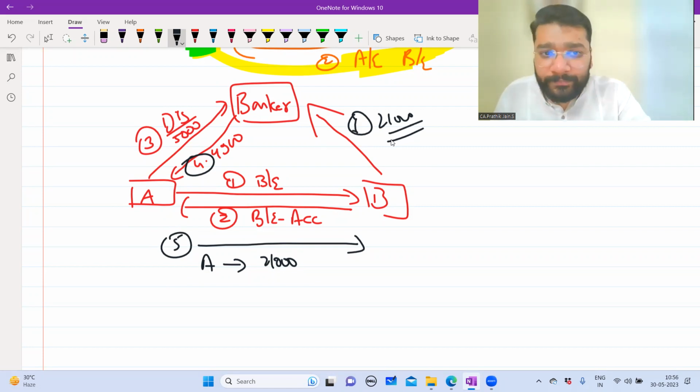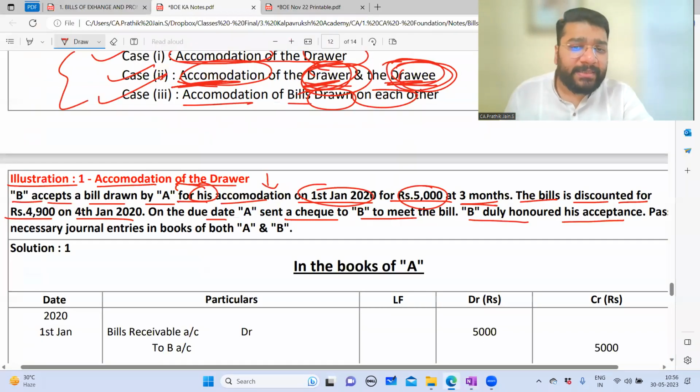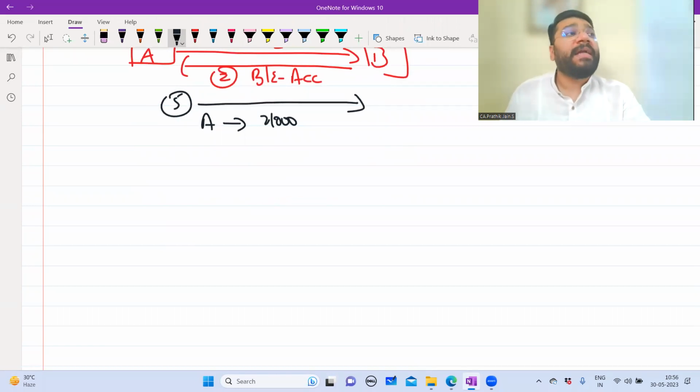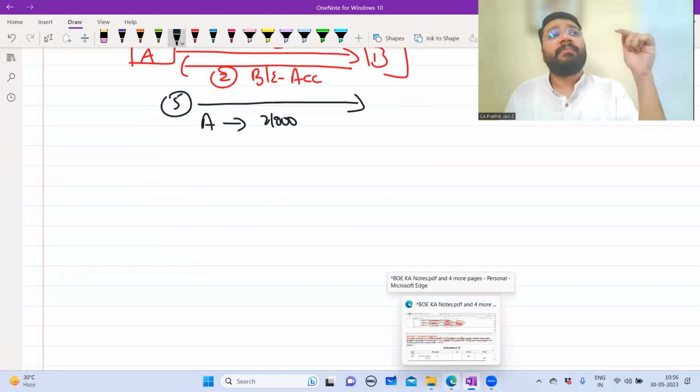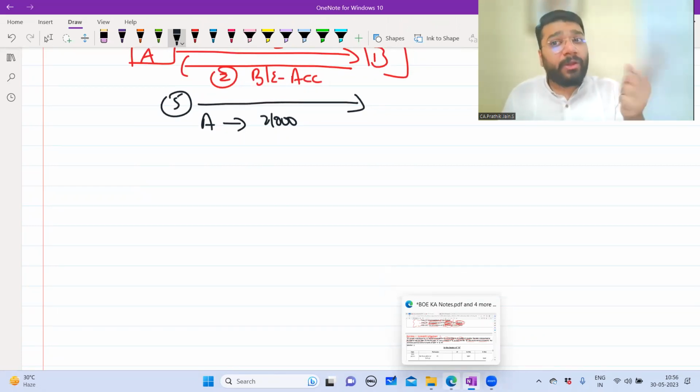Online people, any problem? No, sir. No problem. Now let's do the first entry, guys. Now please tell me, the bill of exchange entry you pass, that is bills receivable to debtor. That entry, when do you pass in case of bill of exchange? On the date of drawing the bill or on the date of acceptance of the bill? On the date of acceptance. Very good.